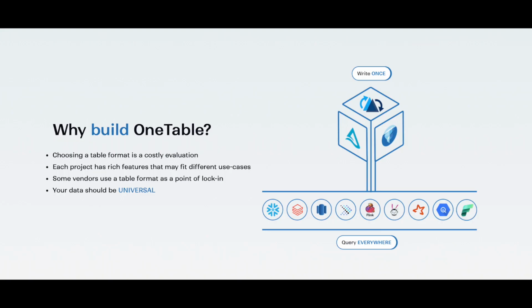Why is OneTable essential, right? Well, in a complex landscape of data lake projects, choosing the right table format can be a daunting task. OneTable eliminates the need for costly evaluation by providing universality. Your data becomes accessible across different formats, breaking free from the constraints of vendor lock-in.